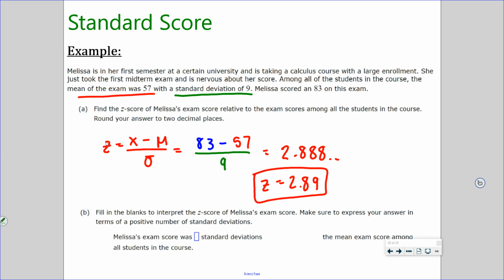So part B is just asking you to interpret the z-score. Melissa's exam score was blank standard deviations, 2.89 standard deviations, and then you get to choose above or below. Because it's positive, above the average exam score. Lots of different vocab in that lesson.